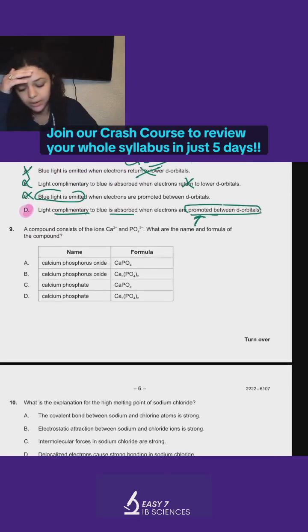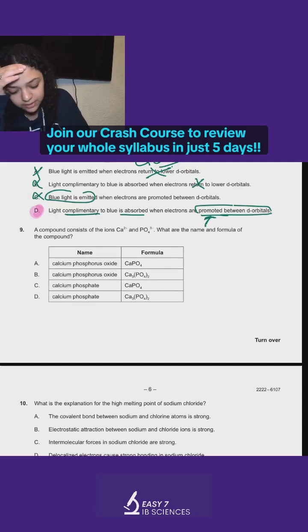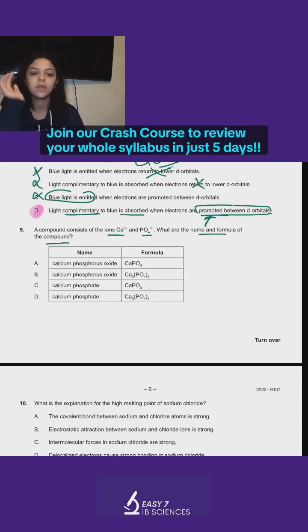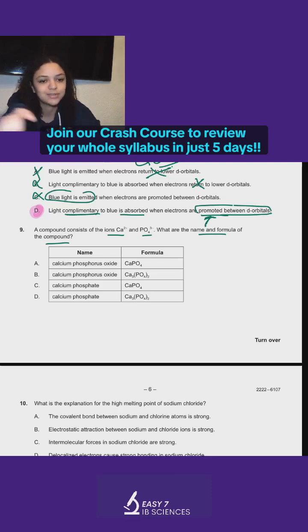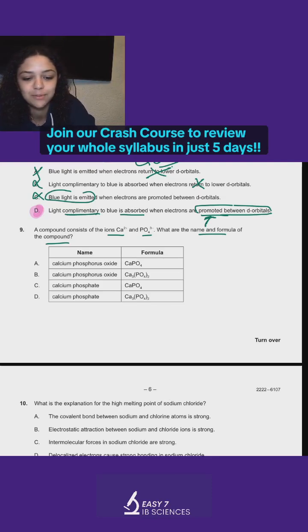Don't worry. Okay, next it says, compound consists of calcium 2 plus and phosphate 3 minus. What are the name and the formula of the compound? Again, we have a whole flashcard set for this if you're in the crash course. Hopefully you guys have been doing your revising. What unit is this? This would be stoichiometry. And this is both HL and SL.